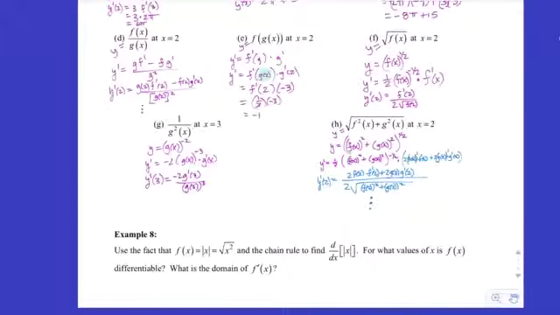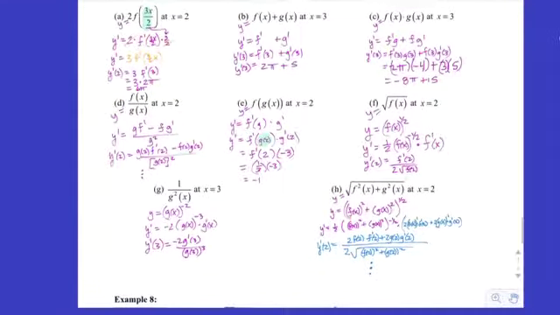So anyway, any questions on that one? Kind of tedious, that last one there. But you do have to be detail-oriented to succeed at some of these problems.